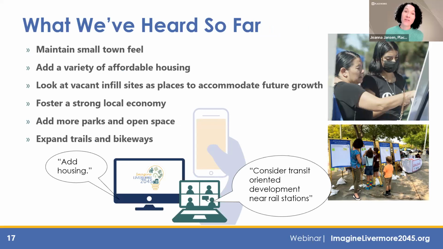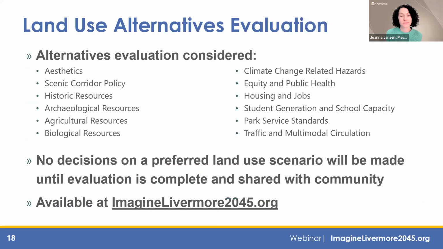So we have been underway with this project, the general plan update overall, for a couple of years now. Community input has been a part of it all along the way. And I just wanted to touch on some of the things that we've heard already. Many people have expressed that they want to maintain Livermore's small town feeling. They also want to add a variety of more affordable housing types. Looking at vacant infill sites as places to accommodate future growth, continue to foster a strong local economy, add more parks and open space, as well as trails and bikeways.